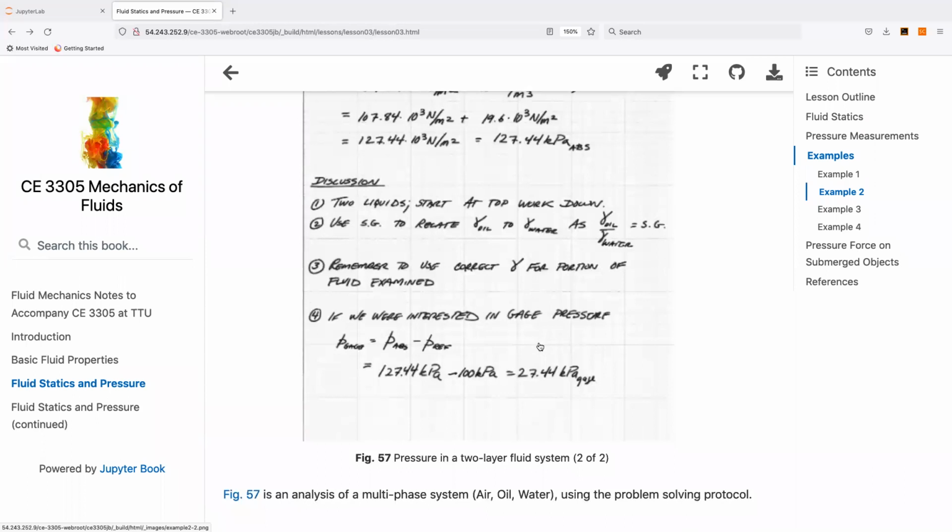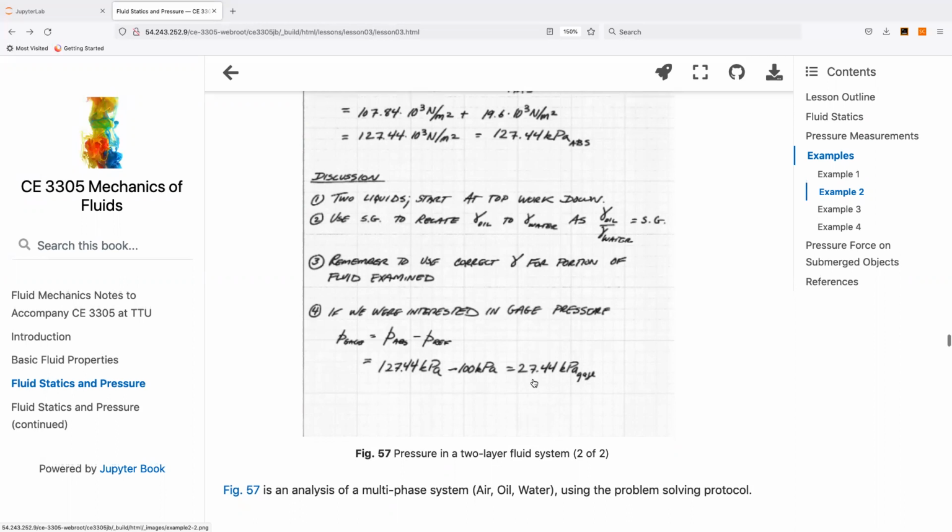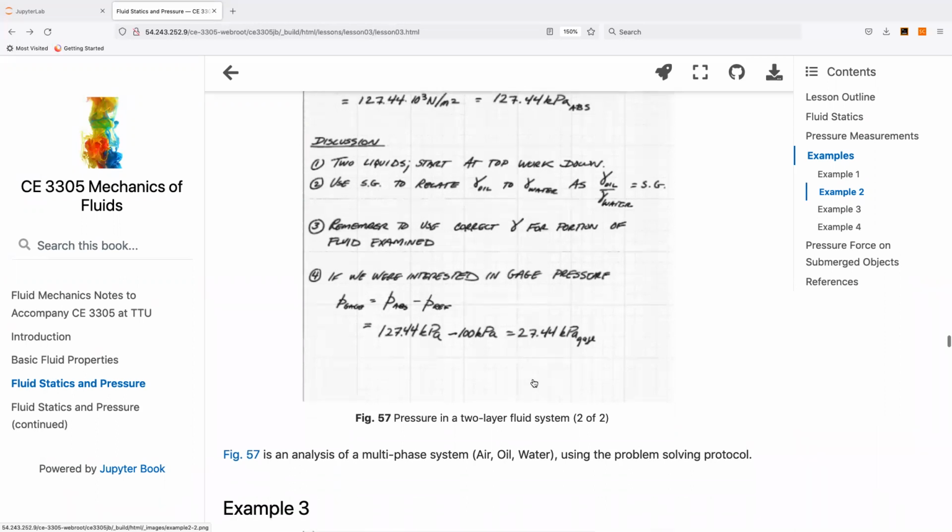If we were interested in the gauge pressure, we actually could subtract off what the original pressure was, that 100 kilopascals, and find out that moving down 1 meter of oil and 2 meters of water, we get about 30 kilopascals increased pressure.